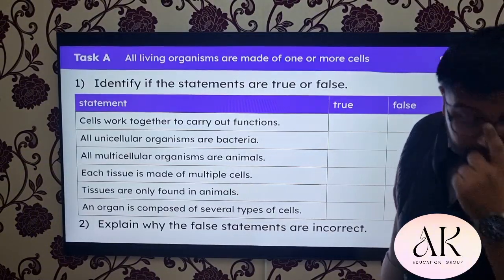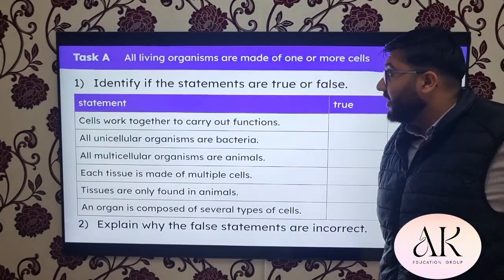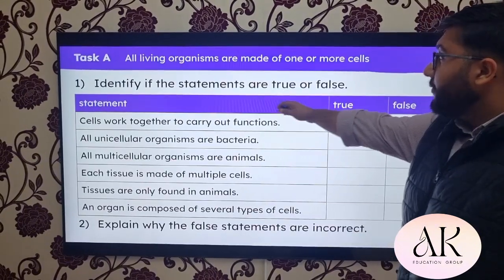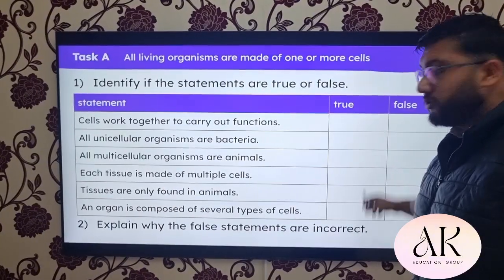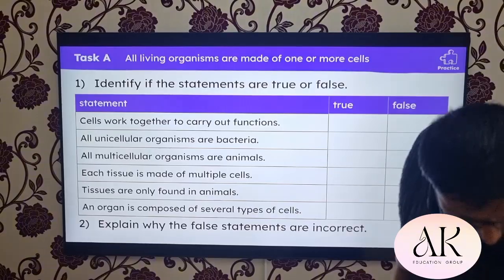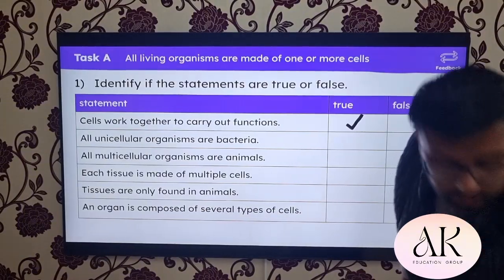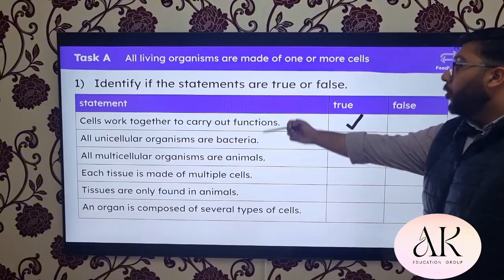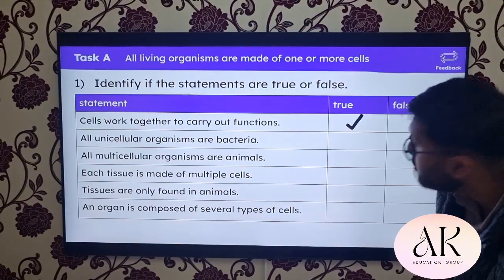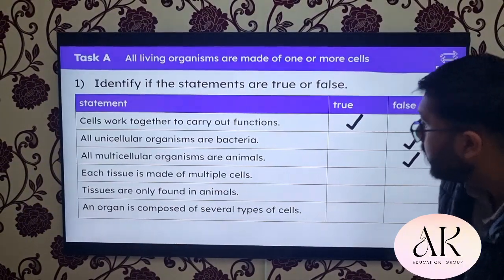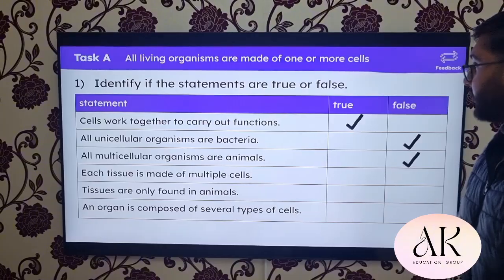Now, let's work through a little task that I have got for you guys to identify the statements which are true or false. Cells work to carry out functions. Are we saying true or false? Let's check your answers, guys. You've got true. True. All unicellular organisms are bacteria. True or false, guys? False. Make sure you're going through these in the comment section with us, guys.